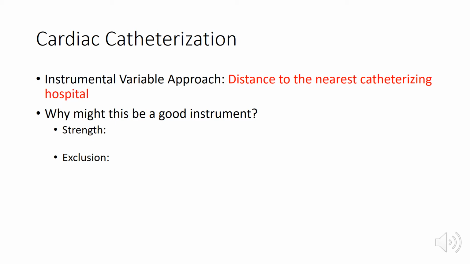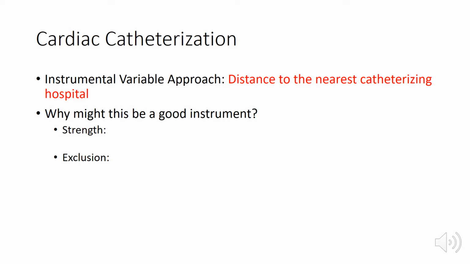Why else might this be a good approach? And remember, we have two reasons why it can be good. The strength, why it's correlated with the endogenous variable, and the exclusion, why it's not correlated with anything else. So how might this be a strong instrument? How far you are from the hospital might influence whether you get it or not. Right. Patients that are close to catheterizing hospitals are probably more likely to get a catheter. Distance certainly is a strong instrument.